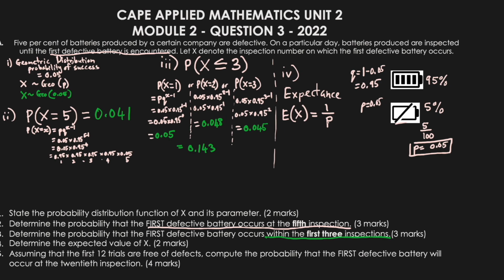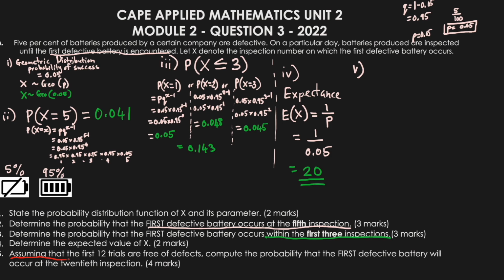So we know what our value of p is, so that means our expectance would be equal to 1 over 0.05. So based on that, our expected value is 20. So we expect that if we was to do a particular run of inspections, we would really truly expect to find a defective product by 20th inspection. So assuming that the first 12 trials are free of defect.